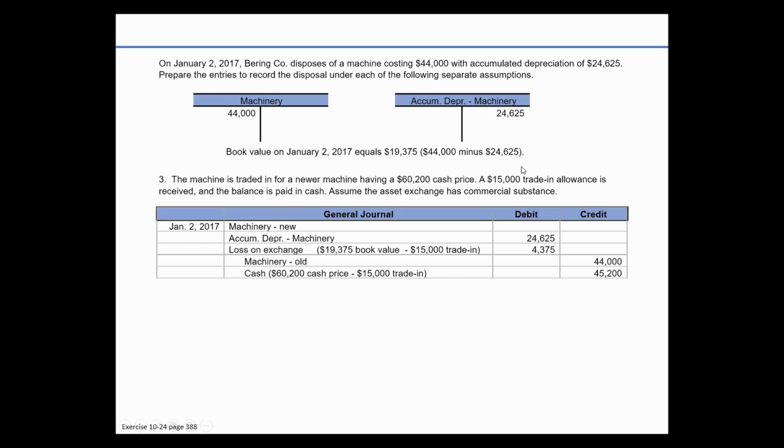So you would have machinery new debit of $60,200, accumulated depreciation machinery $24,625. Loss on the exchange, again, $19,375 minus the $15,000 trade-in is $4,375 debit. Then you have a credit to the old machinery of $44,000, and then cash $45,200.